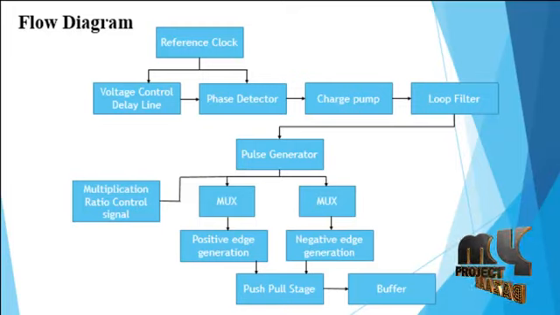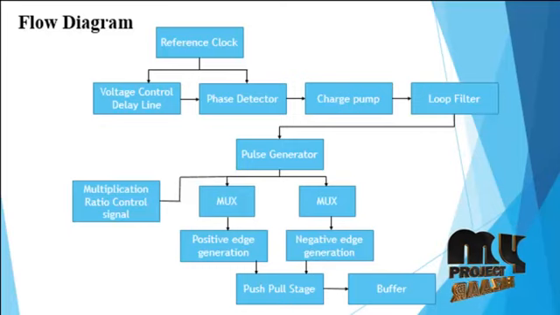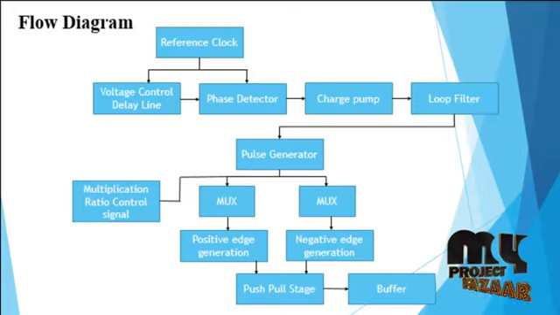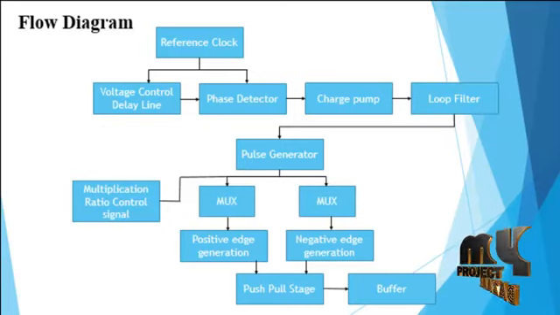The reference clock is applied to the voltage controlled delay line and the phase detector, and the voltage controlled delay line output is also applied to the phase detector. The output of the phase detector is directly applied to the charge pump and loop filter. The charge pump and loop filter produce the multi-phase clock output signal. This multi-phase clock signal is directly applied to the pulse generator block.